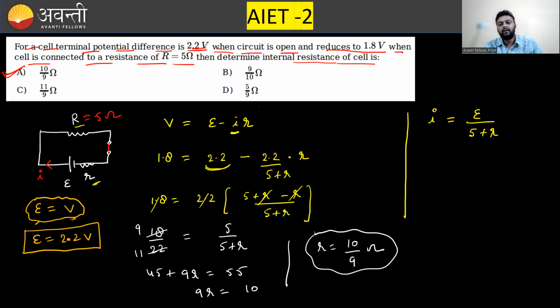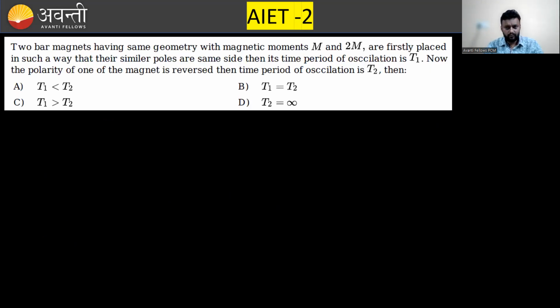Now moving on to the next question. Try to read the question, pause it. Clear? Now, what does it say? There are two bar magnets. Okay, I am reading the question. Two bar magnets having the same geometry. Same geometry means their length, width, mass, everything is the same. With magnetic moments M and 2M. Okay, everything is clear till now.